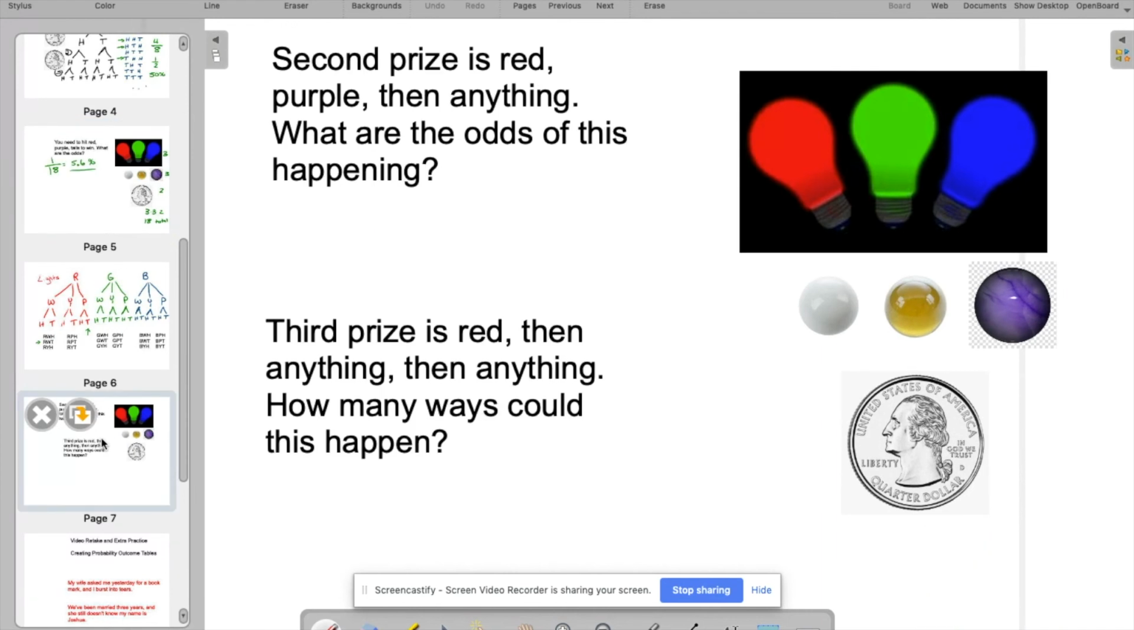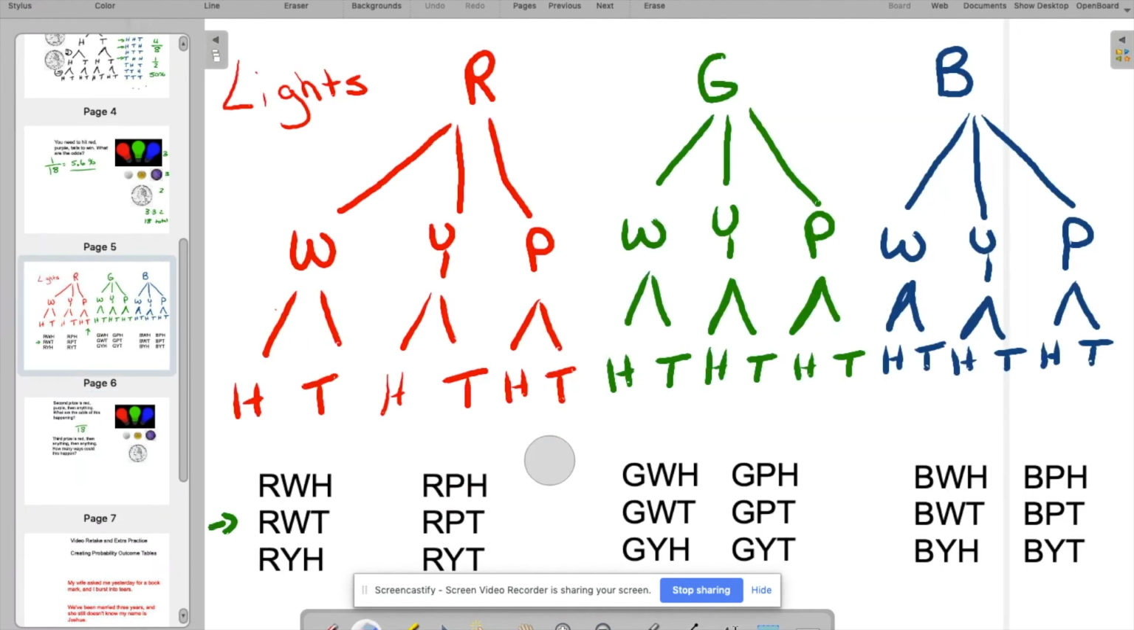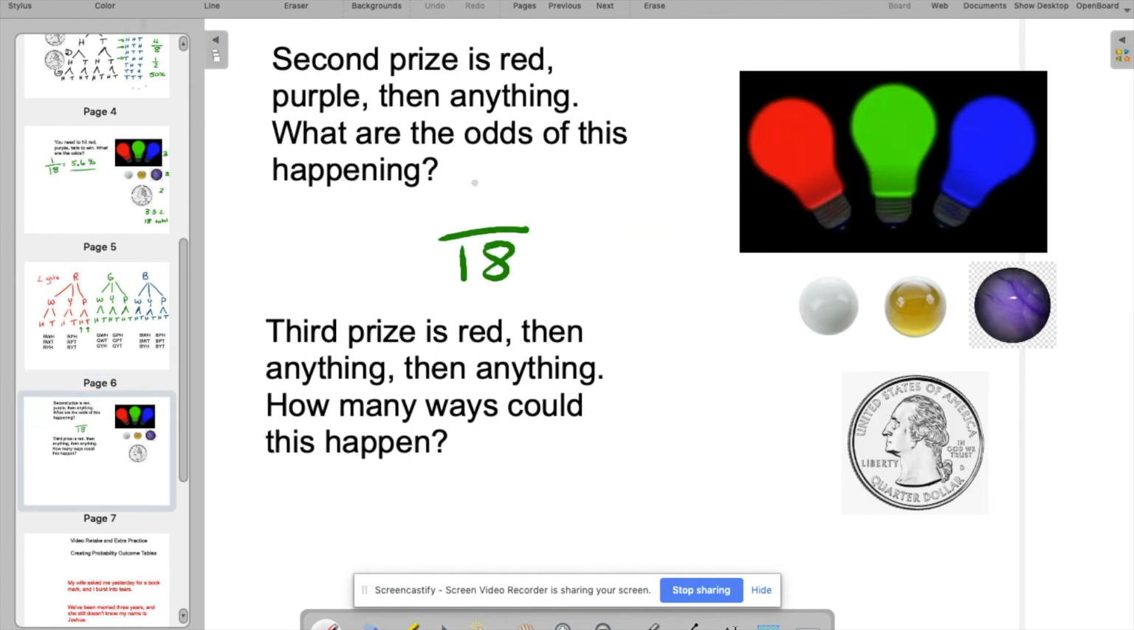Now, there is a second and a third prize in this event. So second prize is red, then purple, then anything for the coin. So what are the odds of this happening? Well, we know that there are 18 possible events still, and we need red, then purple, then anything. So let's go back to our chart. So I want red, then purple, then anything, which means that it'll be this event and this event, which will be 2 out of 18, which is about 11%.